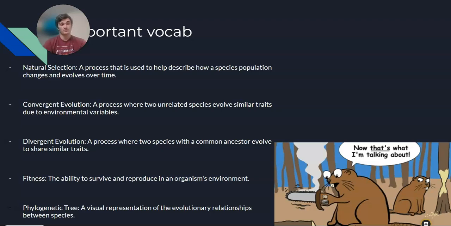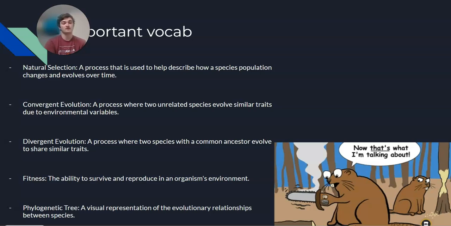Here are some essential vocab you need to know. Please review and study this information at home, as it will repeatedly show up in the future. The first one is natural selection, a process that is used to help describe how a species population changes and evolves over time. This means, if you look at the picture down at the right, you can see a little animation of a beaver cutting down wood with his teeth and a beaver cutting down wood with a chainsaw. Which one do you think will cut down wood faster? The one with the chainsaw, right? That is a species changing over time by using tools to cut down trees.